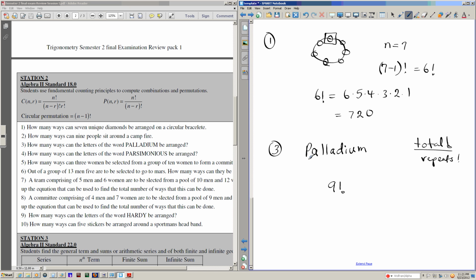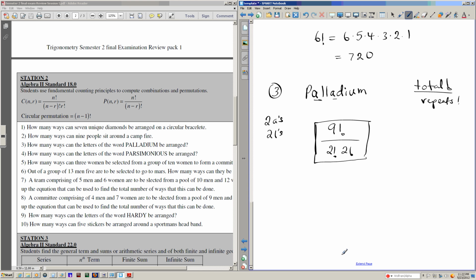Any repetitions? P does not repeat. We have 2 A's, and then we have 2 L's. 2 A's, 2 L's, and that's basically it. So we're going to divide 9 factorial by 2 factorial for the A's that repeat, and then for the L's that repeat, we are going to divide by 2 factorial. So there you have it. I'm going to leave it like this. This expression is good enough for this lesson: 9 factorial divided by 2 factorial, 2 factorial.